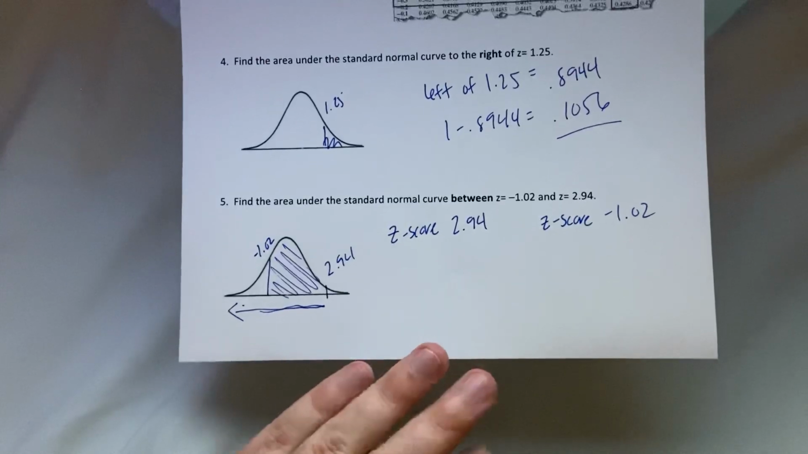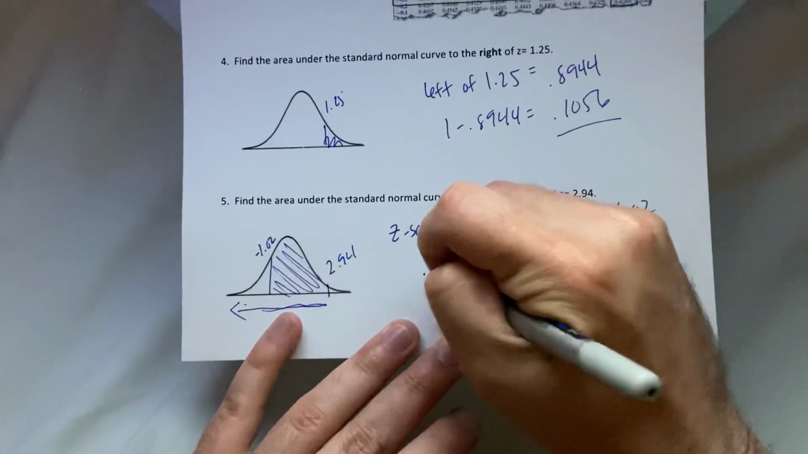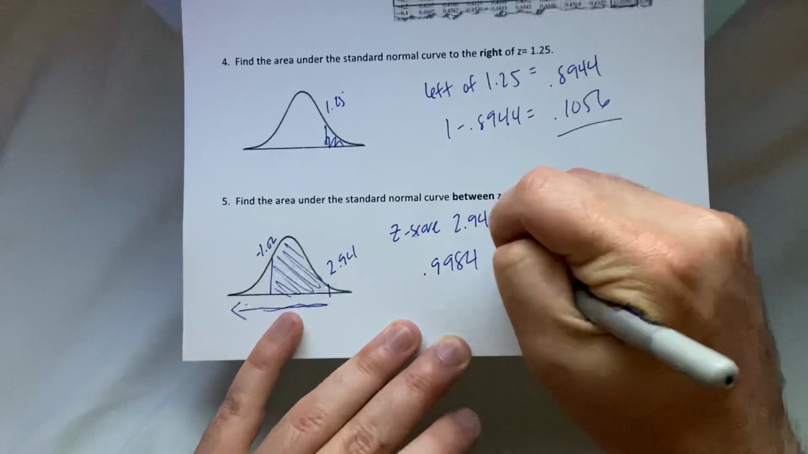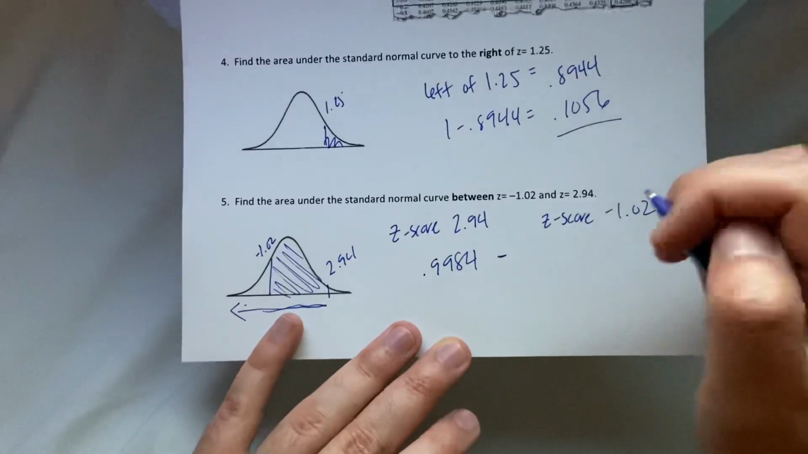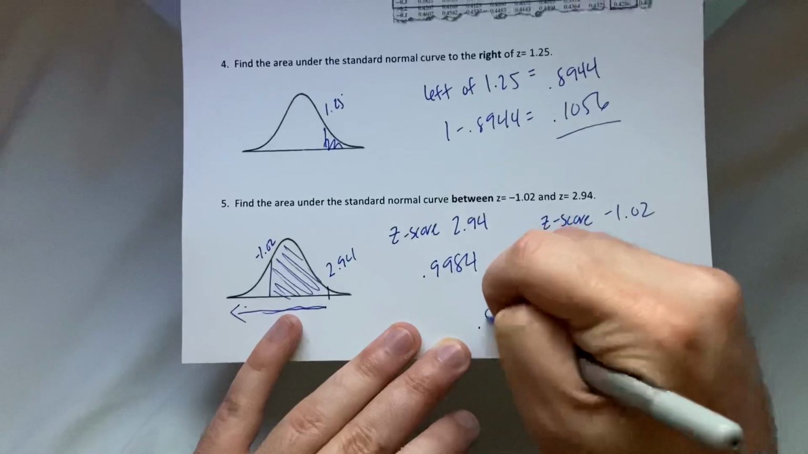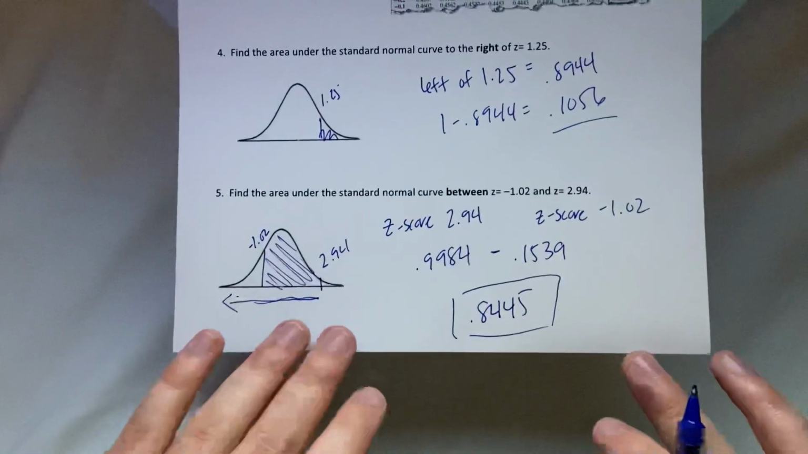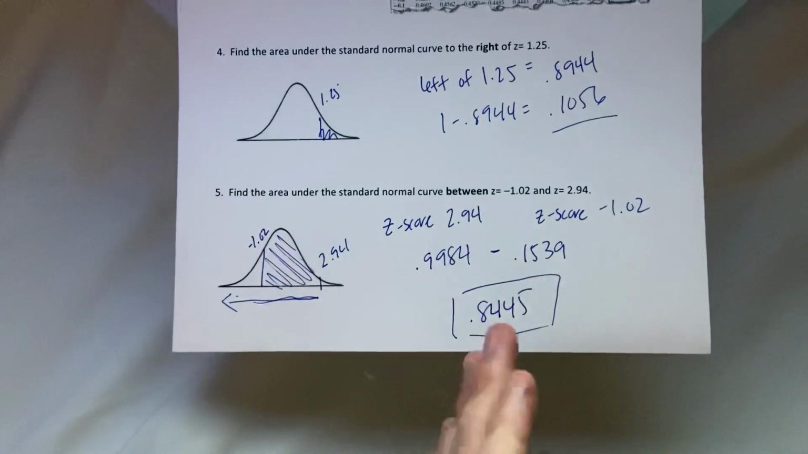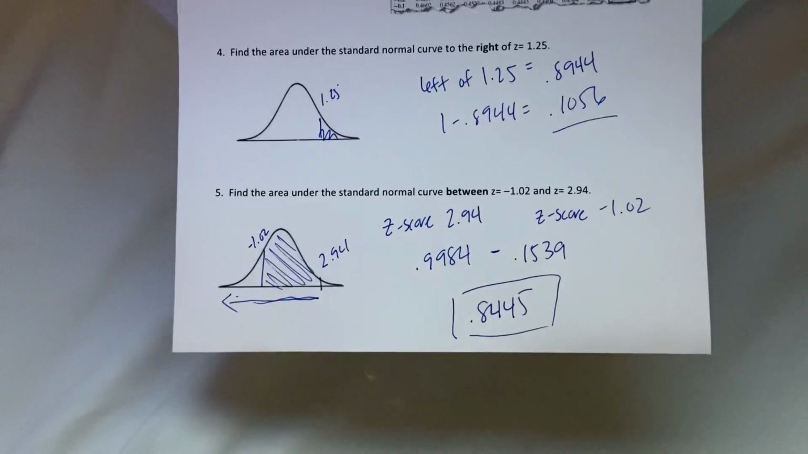Now, if I look at my chart for 2.94, I notice that it's 0.9984. The area to the left of negative 1.02 using the chart is 0.1539. When I subtract those, I get 0.8445. So when you're trying to find the area between things, you'll find the area to the left of the higher one minus the area to the left of the smaller one.